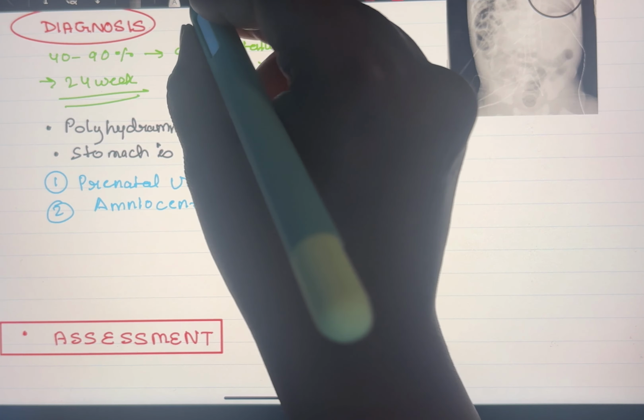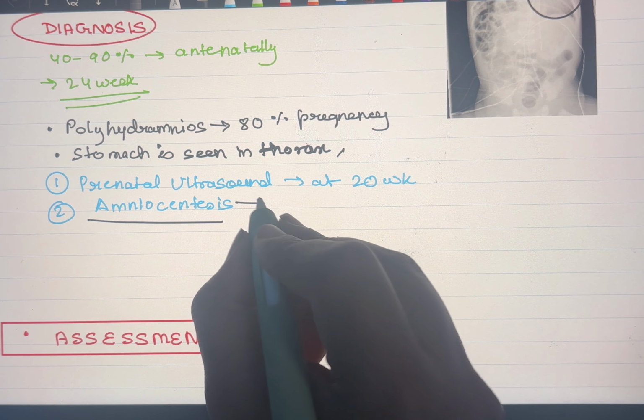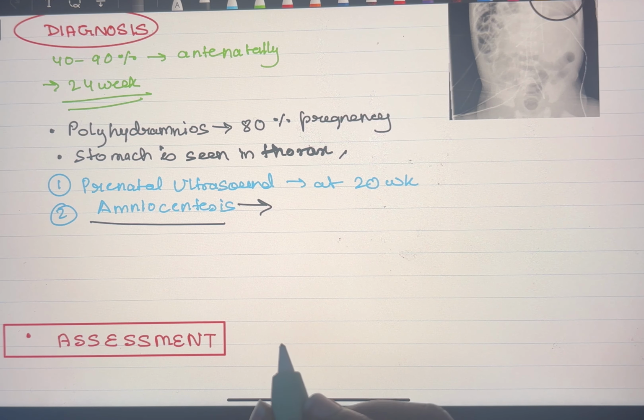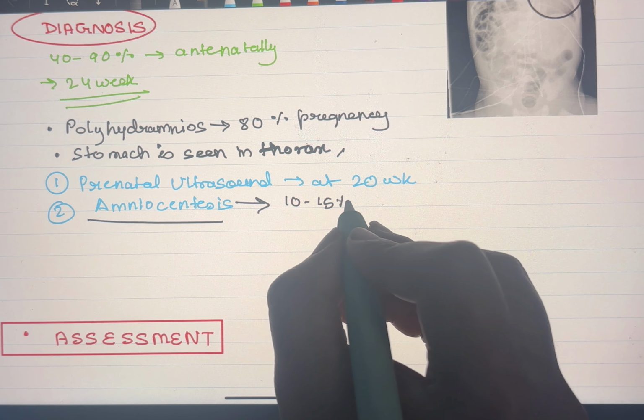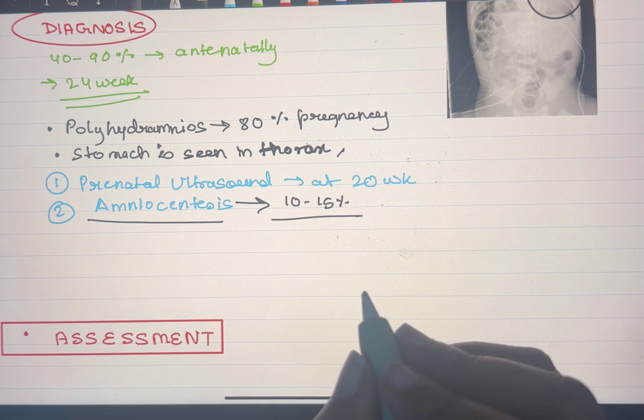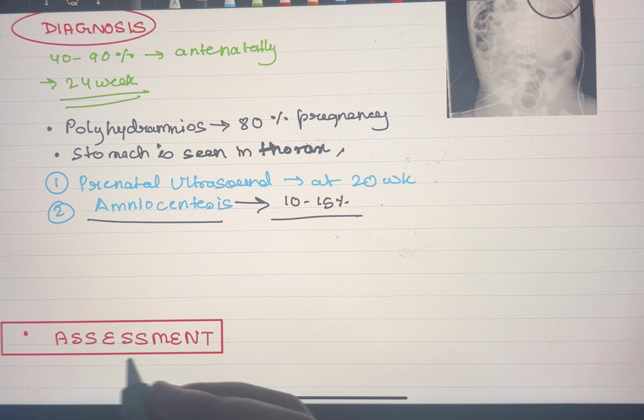Number two, we can do amniocentesis. What is amniocentesis? As I have said earlier, congenital diaphragmatic hernia is majorly sporadic, but in 10 to 15% of cases it may be because of a genetic defect. Because of that, we have to do amniocentesis.